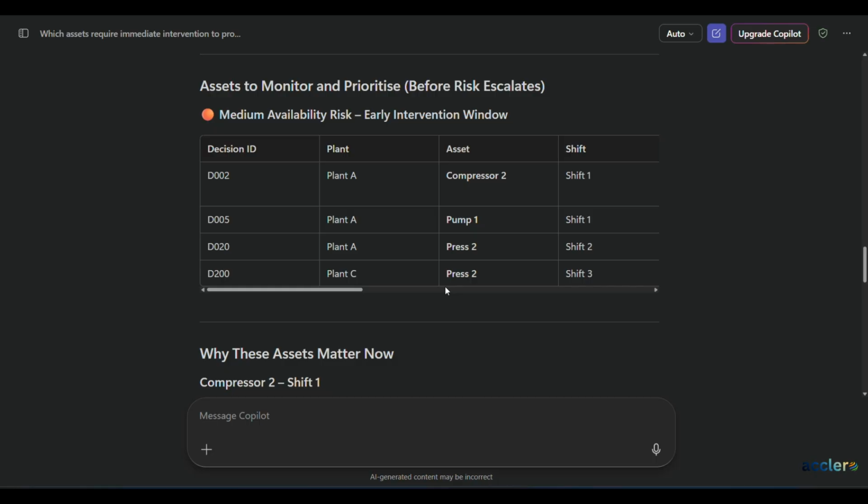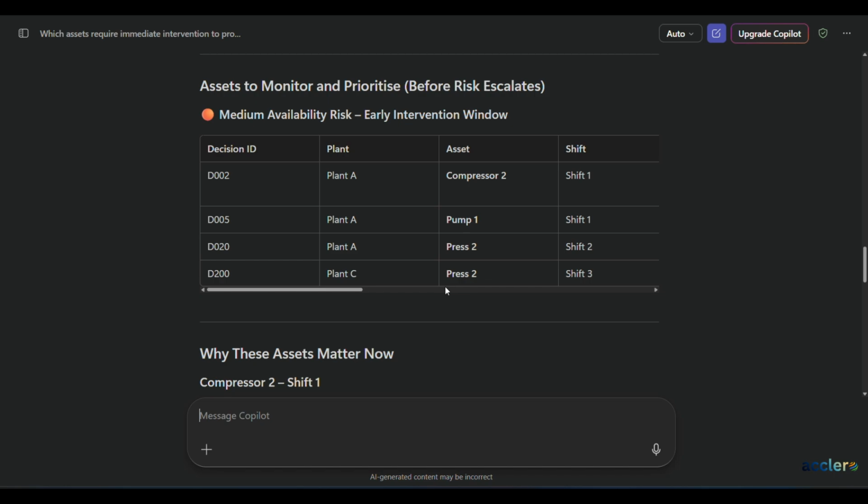The agent also identifies stress across multiple shifts and plants as a developing cross-plant availability pattern. Early monitoring and maintenance coordination are recommended before the issue escalates into a larger operational disruption.